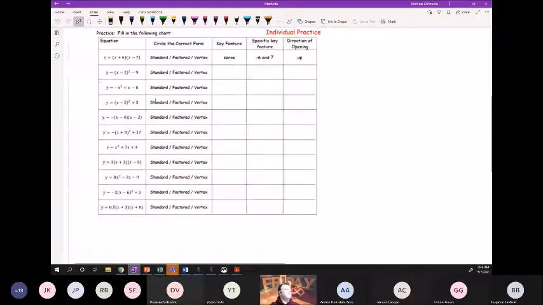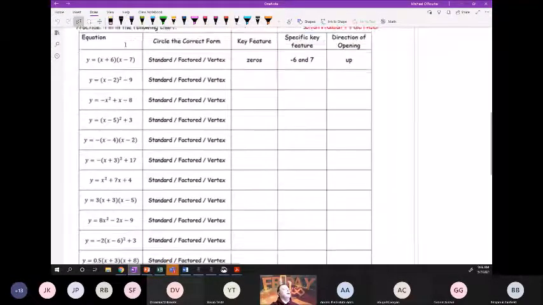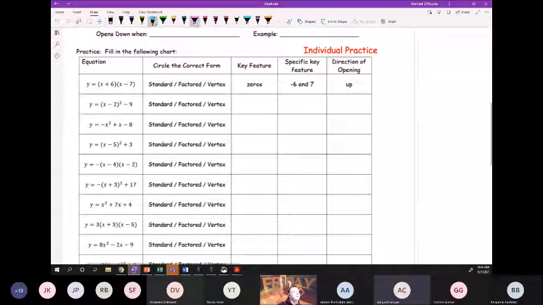All right, so Abigail, what form do we have right here? Wait, the first one or the second one? First one. Factored form. It's factored form, and as you can see, factored form, if you look back at your notes, gives you your zeros. In this case, land of opposites, -6 and 7. And we take a look, what way does it go? Since it's positive, it goes up. Okay, so Abigail, what's next? What form is this one in?